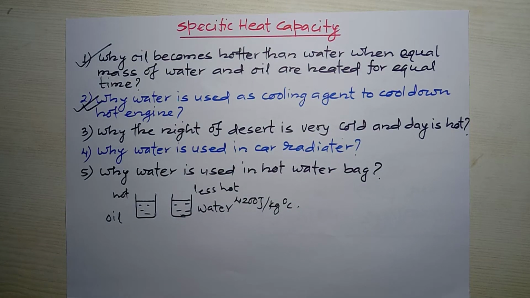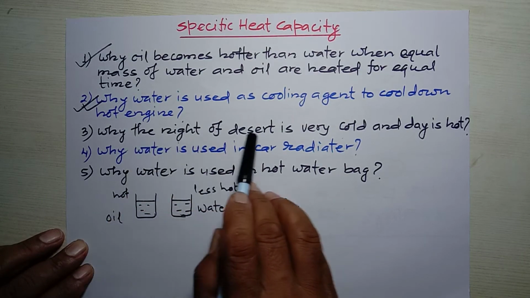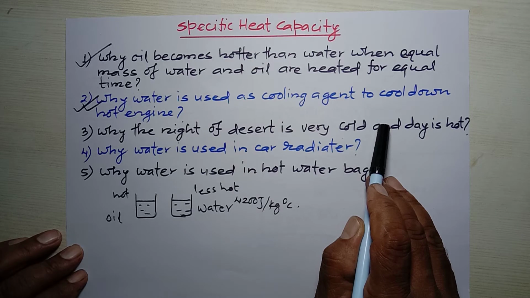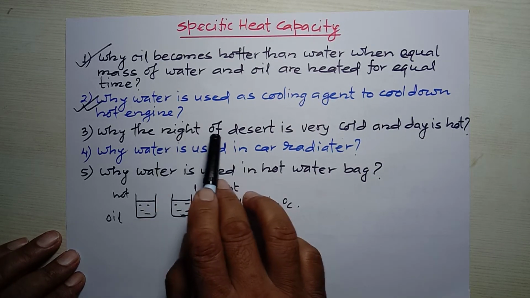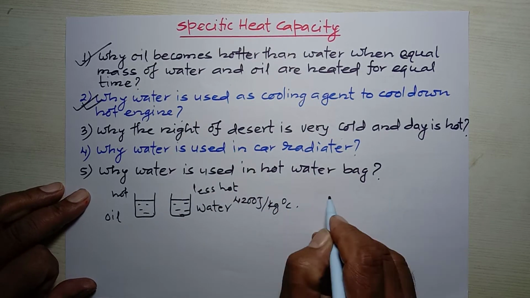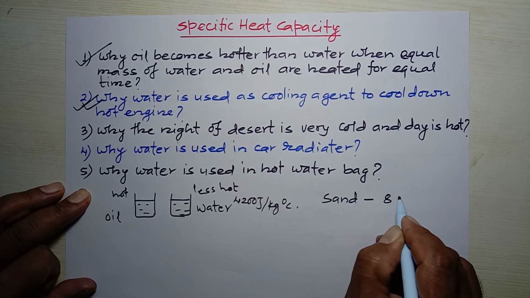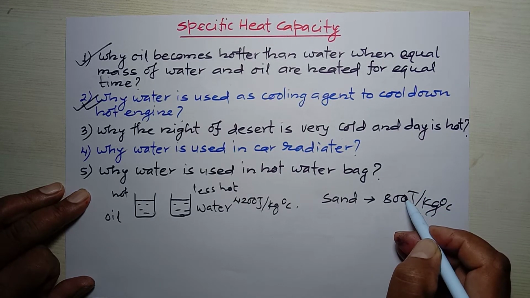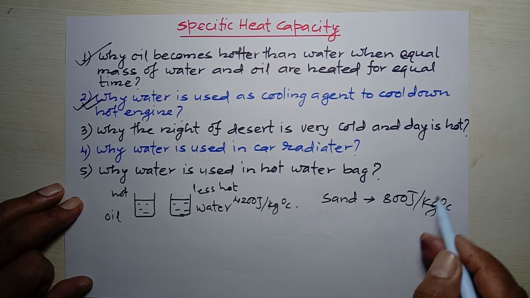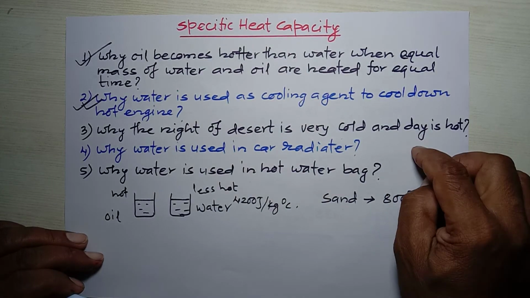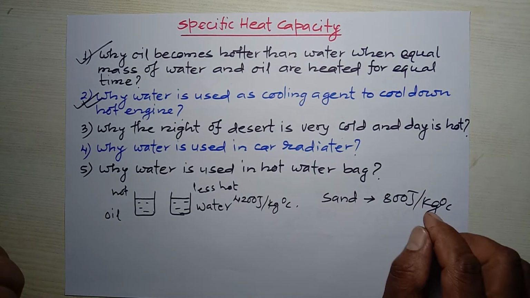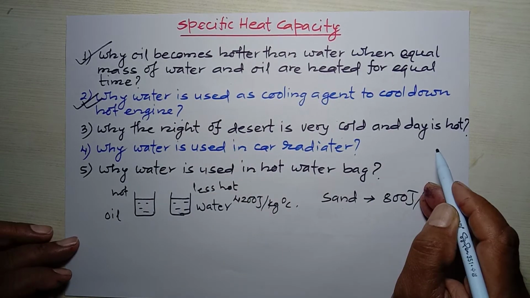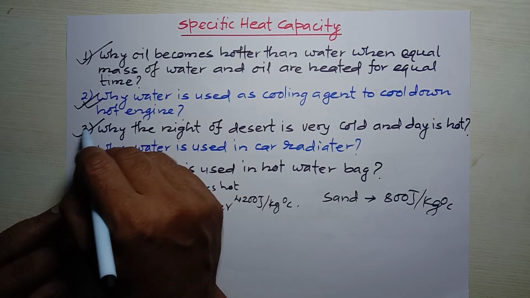Now let's talk about the third one. Why is the night in a desert very cold but the day hot? Actually, a desert is covered with sand, and its specific heat capacity is less, about 800 joule per kg degree Celsius. In the daytime, because of solar heat energy, its temperature rises quickly because of the low specific heat capacity, and the day becomes very hot. At night, it also cools down very quickly, because a substance with less specific heat capacity takes a very short time to cool down. It releases the absorbed heat energy quickly, its temperature falls, and the night becomes very cold. This is how we can answer this question.